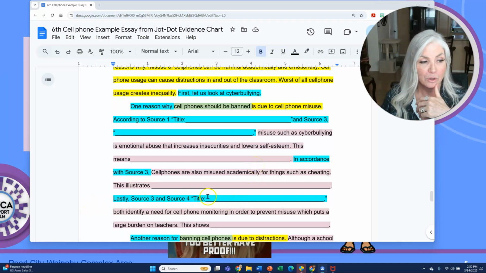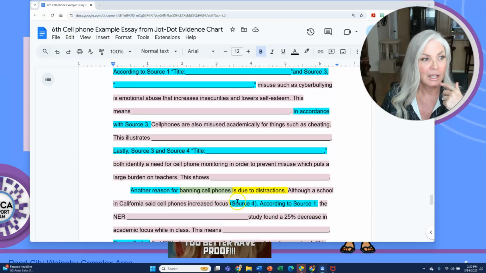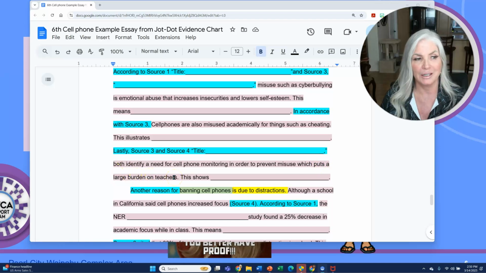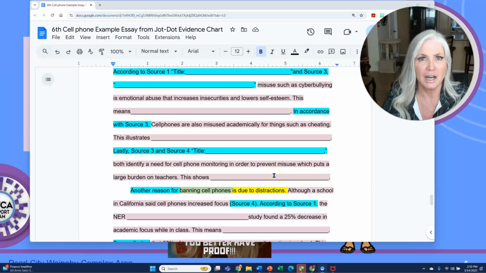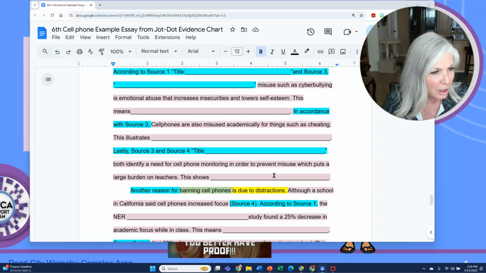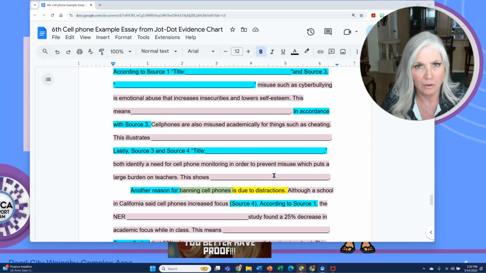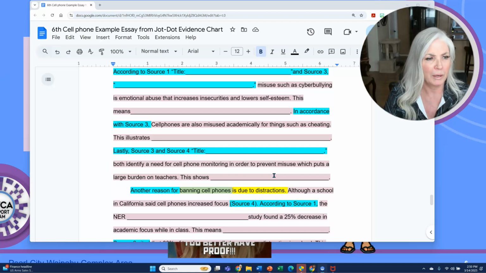Lastly, source 3 and source 4, you put the title, both identify a need for cell phone monitoring in order to prevent misuse, which puts large burdens on teachers. So they need cell phone monitoring. This shows that cell phones should be banned from school because it puts a burden, and don't say the same words in here, because it takes up teachers' time in order for them to, we don't want to say monitor again, in order for them to keep track of cell phone usage and make sure that students are doing it respectfully.